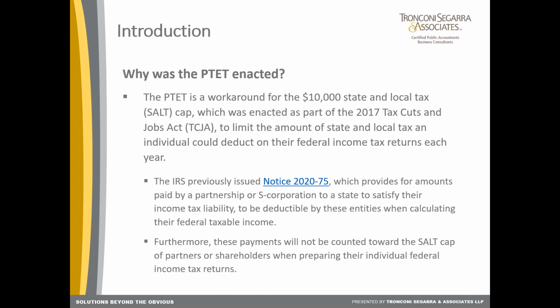New York State attempted a few workarounds that were pushed back by the IRS and they just weren't workable. But in 2020, the IRS issued Notice 2020-75, which provides for amounts paid by a partnership or S corporation to a state to satisfy their income tax liability to be deductible by the entities when calculating the federal taxable income. In addition, these payments will not be counted towards the SALT cap, the $10,000 cap, at the shareholder level.